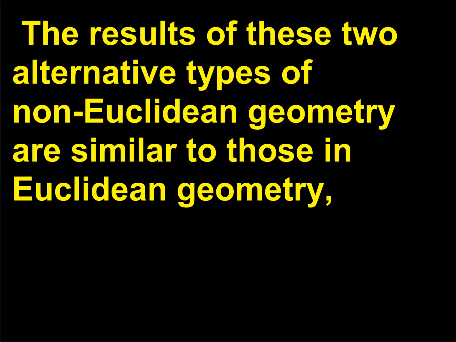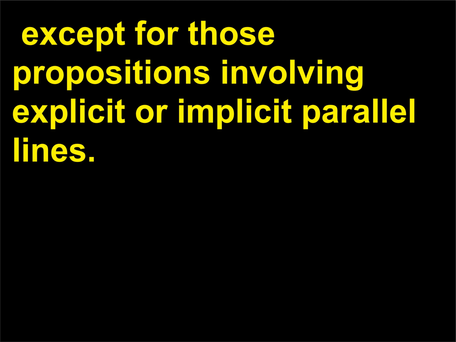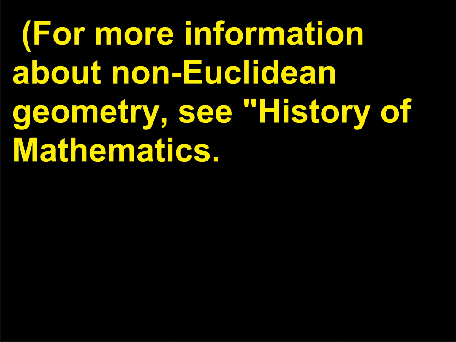The results of these two alternative types of non-Euclidean geometry are similar to those in Euclidean geometry, except for those propositions involving explicit or implicit parallel lines. For more information about non-Euclidean geometry, see History of Mathematics.